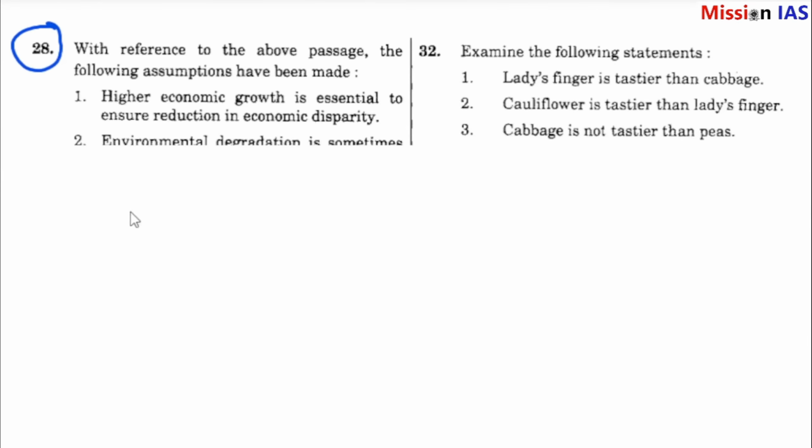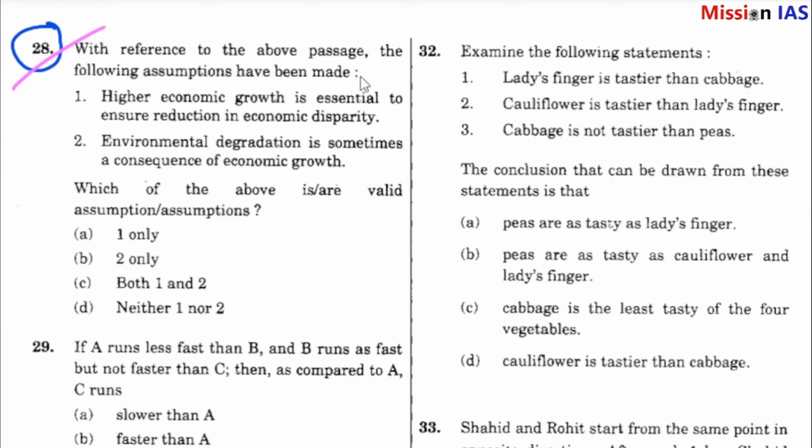So question number 28, with reference to the above passage, the following assumptions have been made. A higher economic growth is essential to ensure reduction in economic disparity. Environmental degradation is sometimes a consequence of economic growth. Which of the above is or are valid assumptions? So answer is very easy. Answer is only 2. Environmental degradation is sometimes a consequence of economic growth.